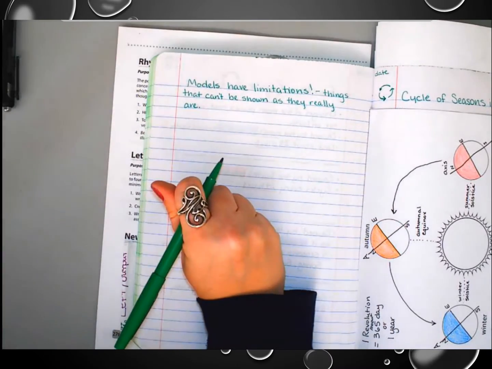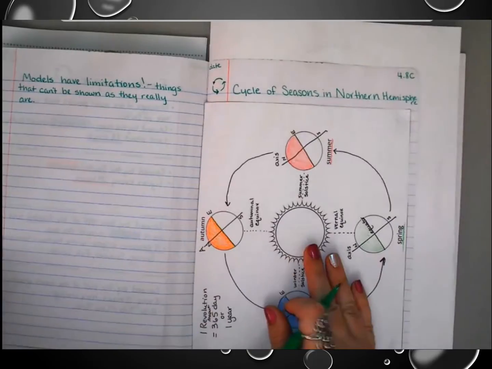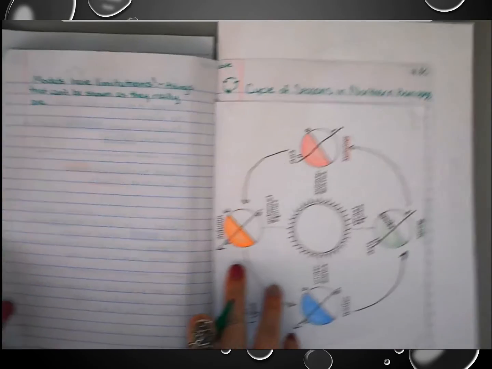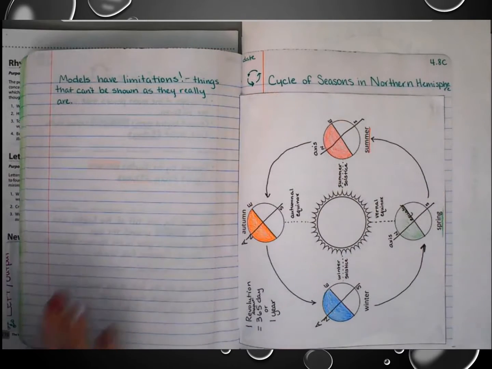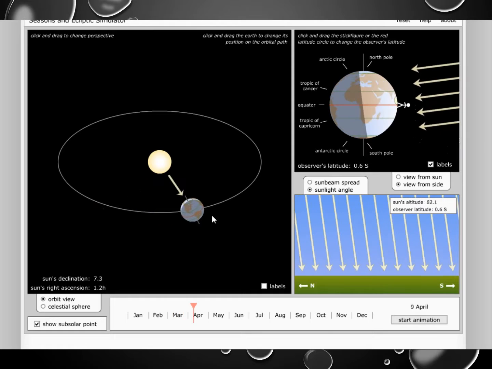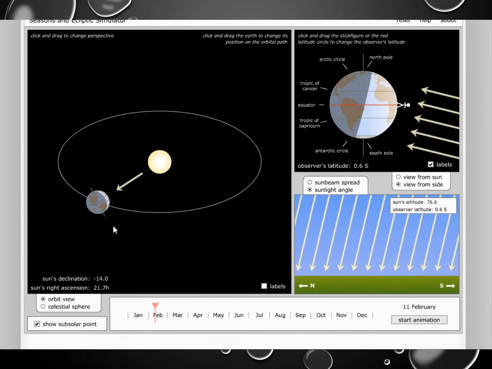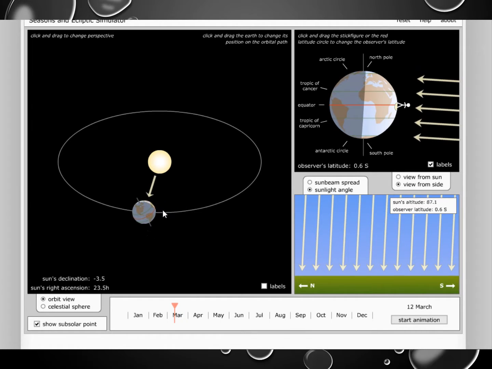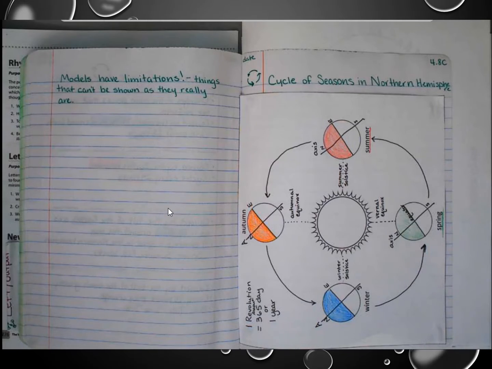For example, in our diagram right here, the sun and the Earth are really not that close together. On the online one, again, they're not that close together. This isn't showing Mercury or Venus. This isn't showing the moon and its revolution and rotation around us. This is only showing the revolution. It's not showing the rotation. Okay? So again, it's going to have limitations. It's going to not be able to show you every aspect of it.